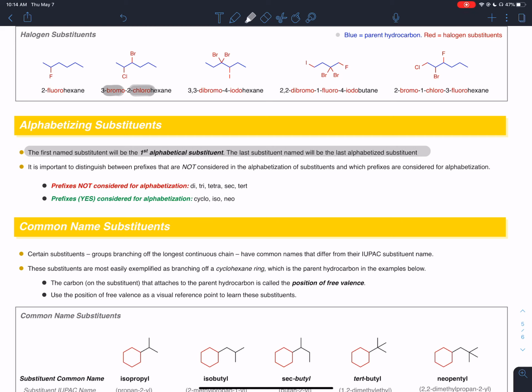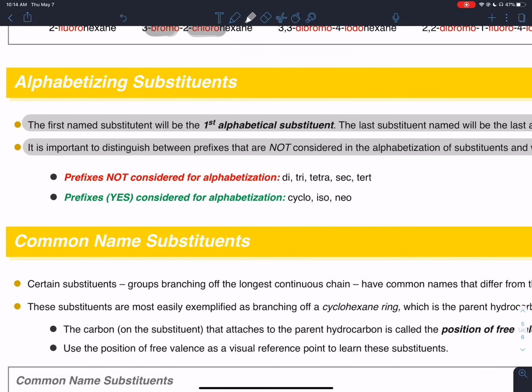Now, with certain substituents, you have isopropyl, isobutyl, sec-butyl, tert-butyl. You might say dimethyl, trifluoro, right? And it's important to be able to distinguish which prefixes, di, tri, tetra, sec, tert, butyl, those things, are not considered in alphabetizing and which ones are considered when you're alphabetizing substituents. So first of all, let's accentuate here which ones are not considered for alphabetization, okay?